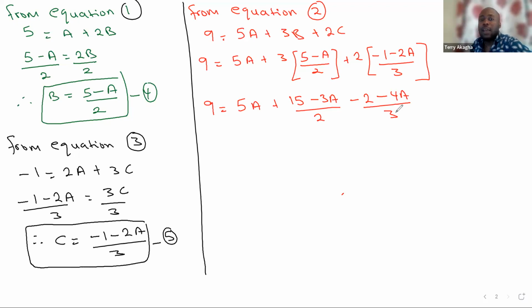So now I can decide to break this into smaller fractions. So 9 is going to be the same thing as saying 5a plus 15 over 2 minus 3 over 2a minus 2 over 3 minus 4 over 3a. Are you seeing something? Then what I do, I get all the a's together and I get all the constants on one side. So I take 15 over 2, this constant, and this constant to the other side.